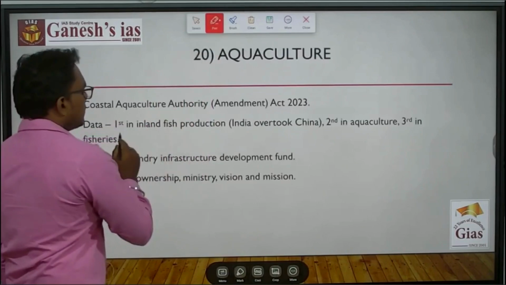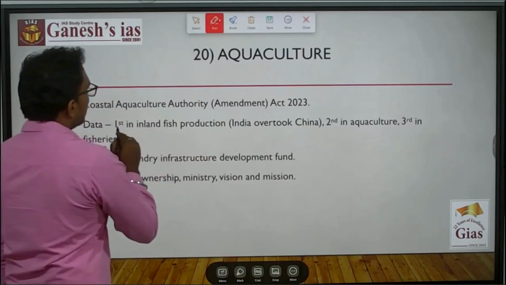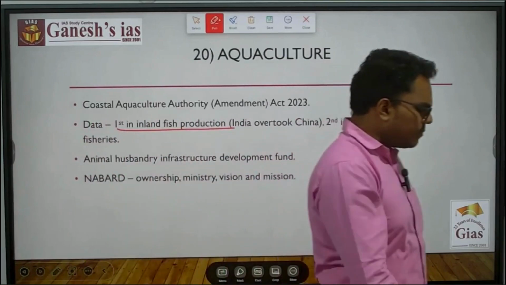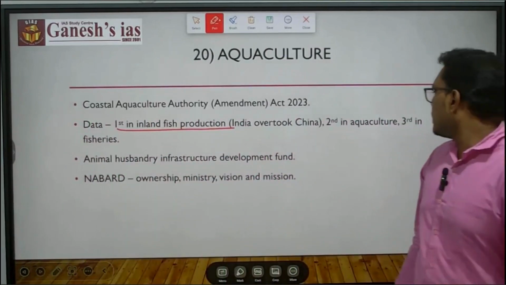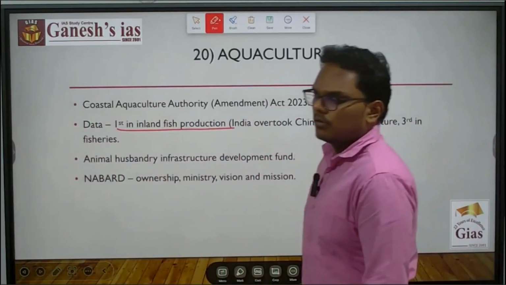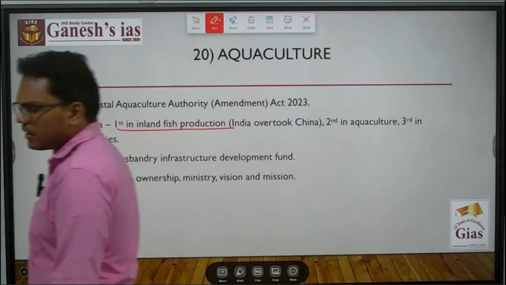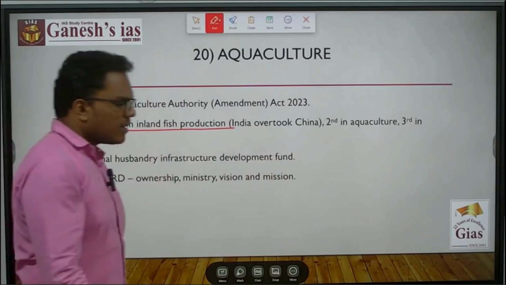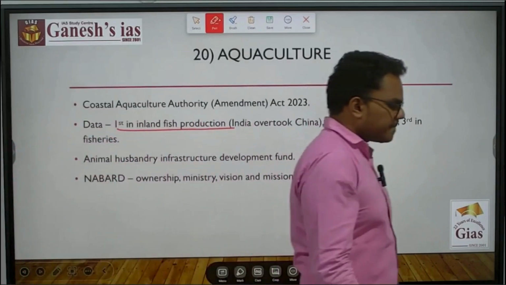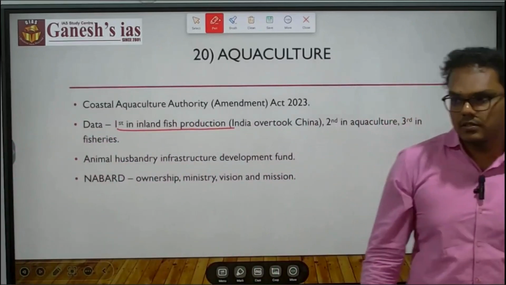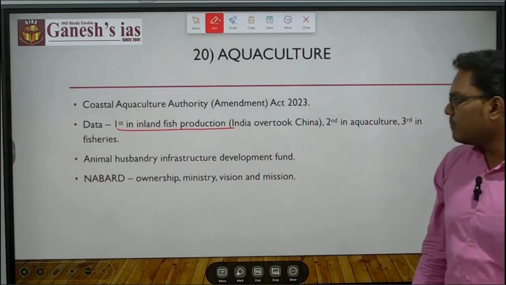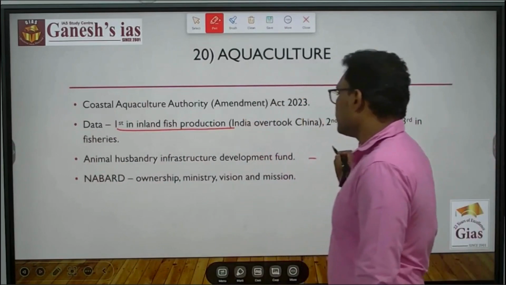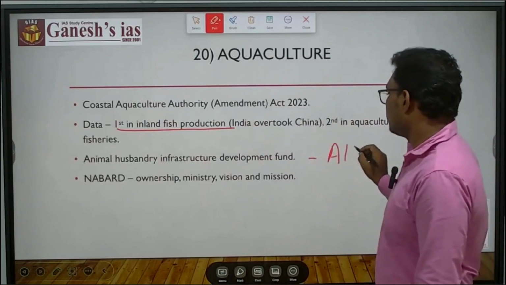India is first in inland fish production. Recently, it had overtaken China. This is something very important to note. And then India is second in overall aquaculture and third in fisheries. Fisheries is everything put together: inland aquaculture, sea fishing, everything put together. India is third. And then you need to know about this animal husbandry infrastructure development fund.